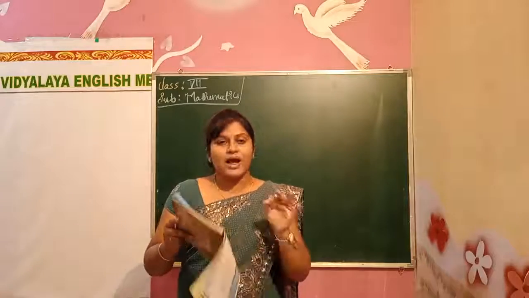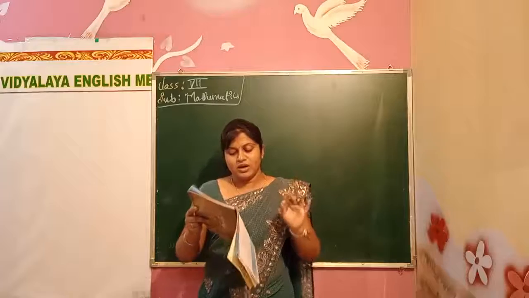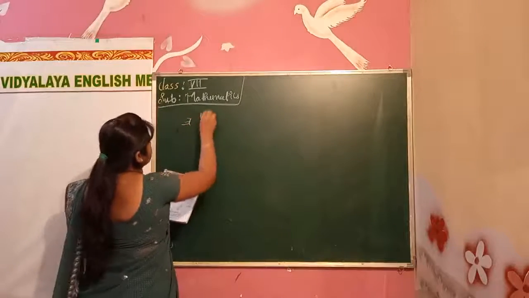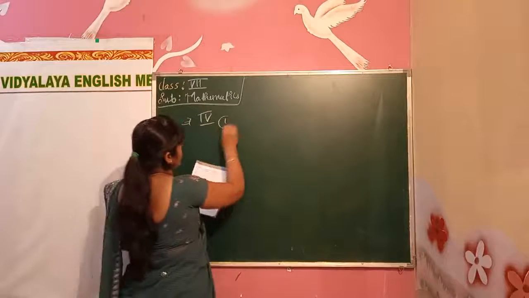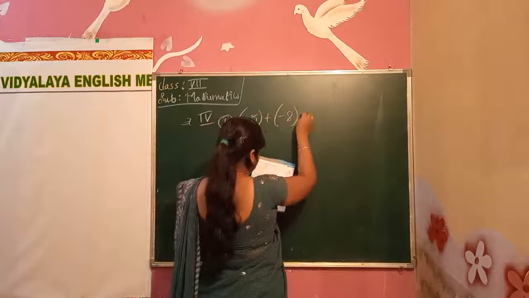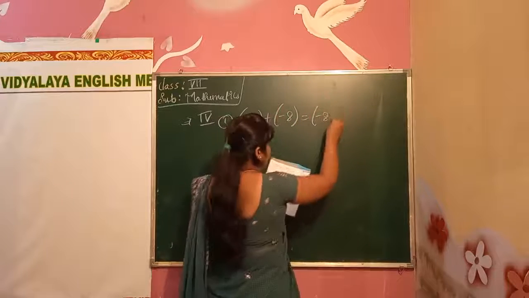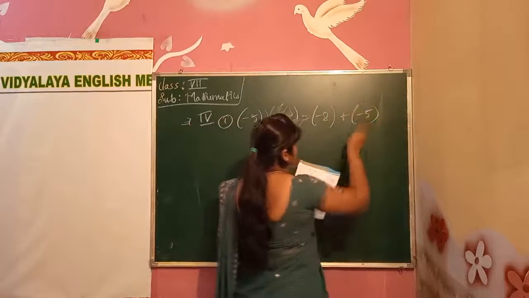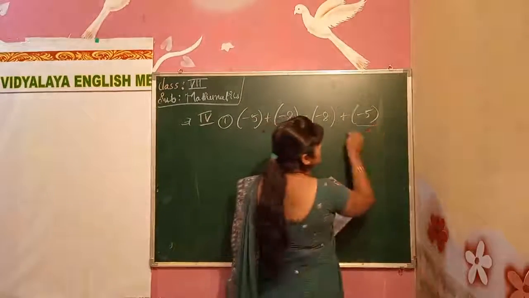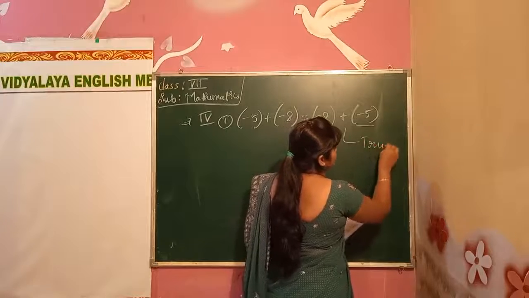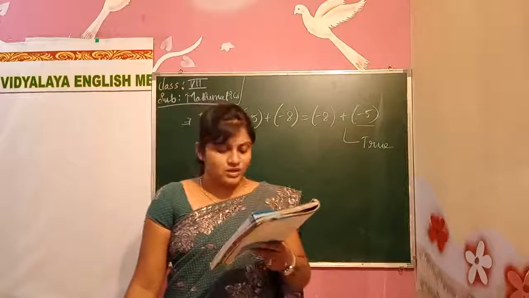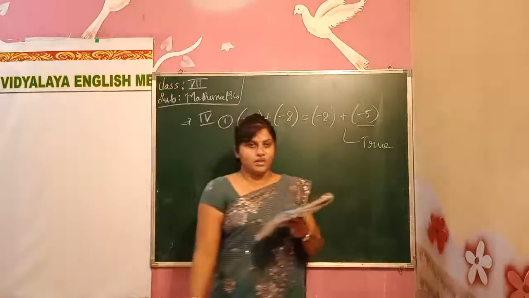Only you have to make the statement true. I will solve it once. The first statement is minus 5 plus minus 8 is equal to minus 8 plus minus 5. They have given a dash there. In the dash section we have to write minus 5. This statement is true. Like this you have to solve. Simple it is. Like this you have to solve all the remaining sums.